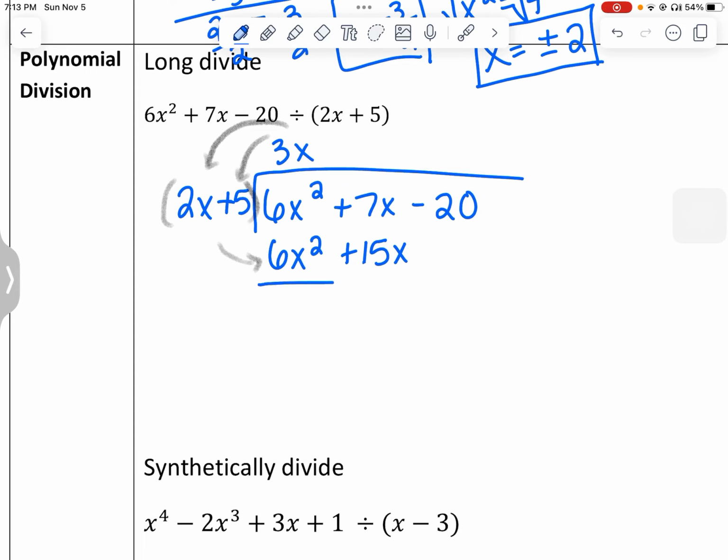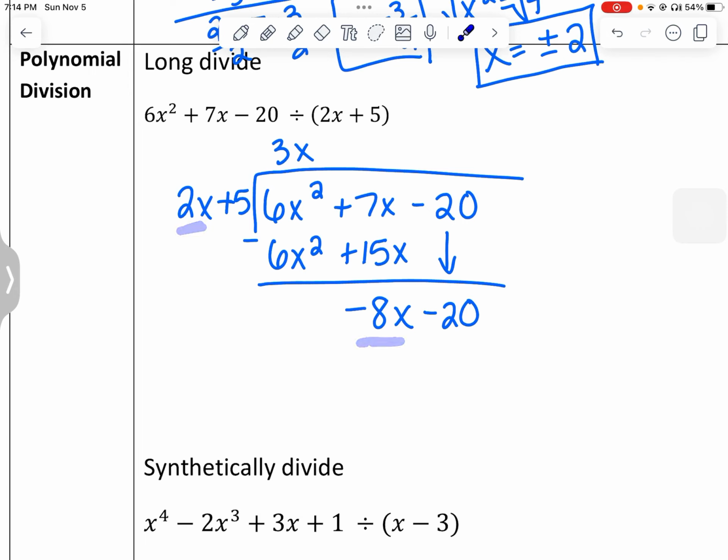So I put plus 15x. And now we're going to subtract, and that gets rid of our first term. And then we have 7 minus 15 would be negative 8x, and then we bring down the negative 20. And then we are going to see what do we have to multiply the 2x by again to make negative 8x, and that would be negative 4.